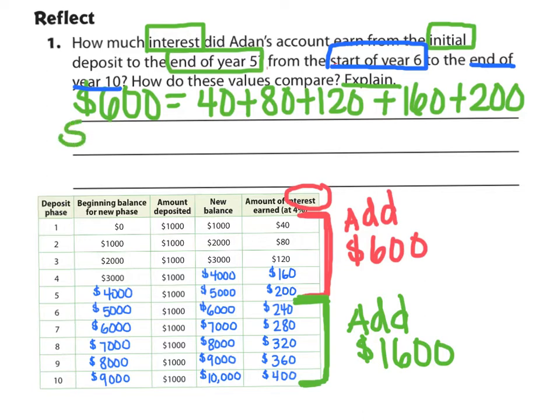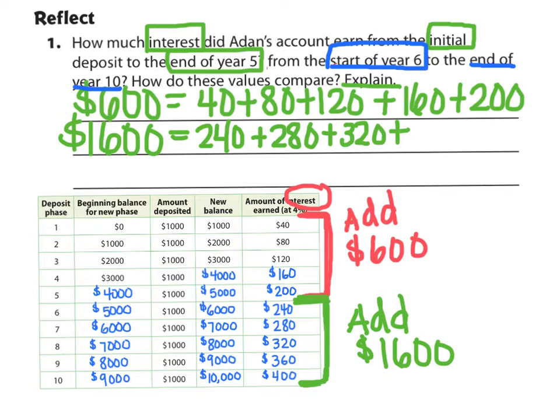So on my line, I'm going to write the second answer is $1,600. I'm going to explain it by listing out what I typed in my calculator. 240 plus 280 plus 320 plus 360 plus 400. And that would serve as my explanation. Now the last part of the question says, how do these values compare? When you're comparing something, you need to notice the similarities or the differences in what you're looking at.